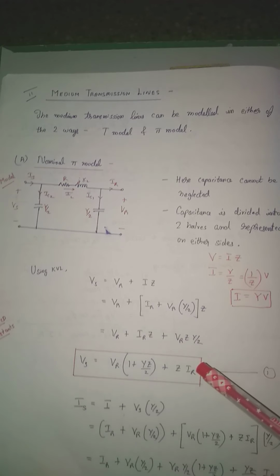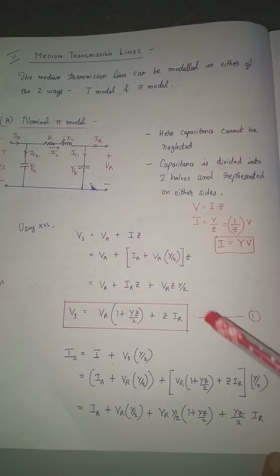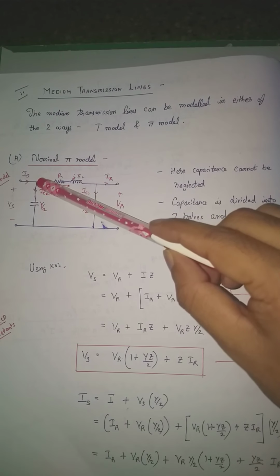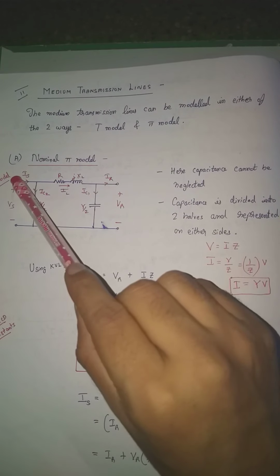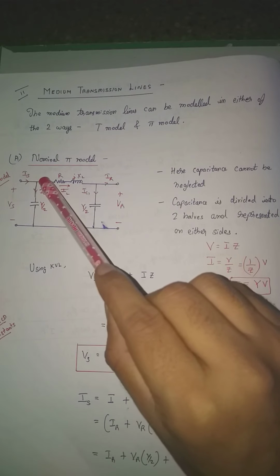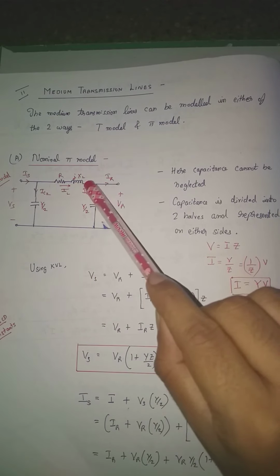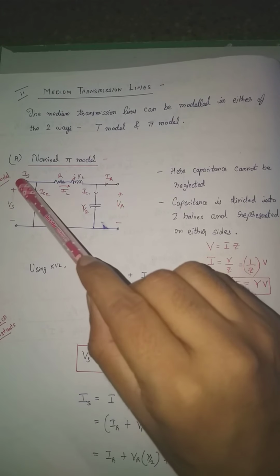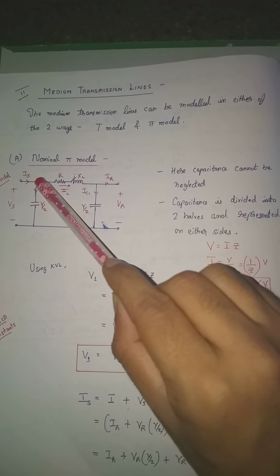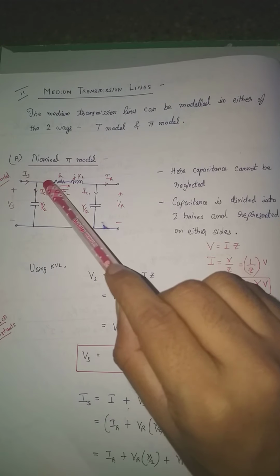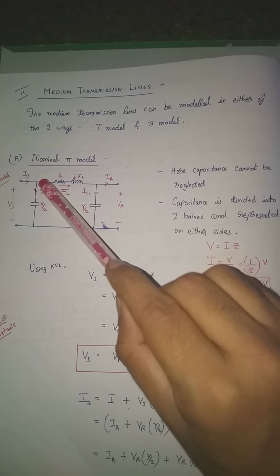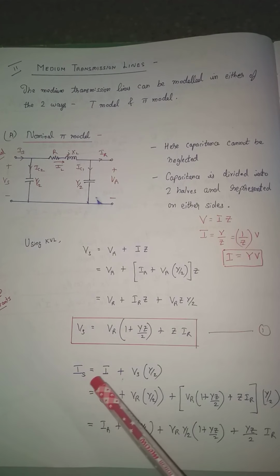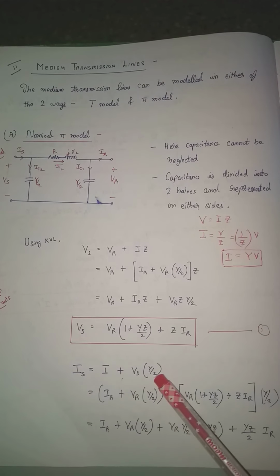Next we'll be applying KCL. We'll be applying KCL at this particular node. So if you apply KCL here, current that is entering this node is equal to current flowing into this section plus current flowing through the capacitor. I repeat once again, current IS is entering here at this node. Part of the current flows through the line, remaining flows through the capacitor. So same thing I'm writing here, IS is equal to I plus Vs into Y by 2.